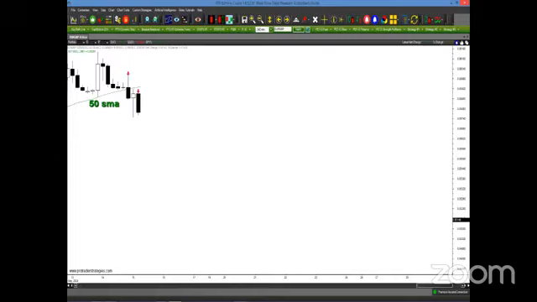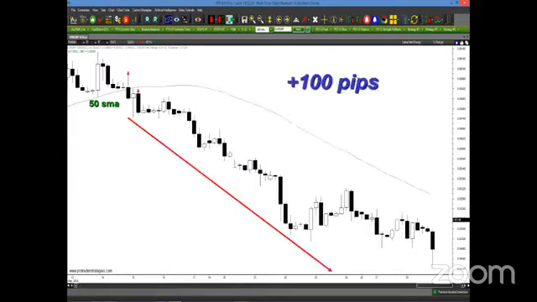So you wouldn't have to listen to anyone in a chat room, because you could have potentially captured over 100 pips in the following days to follow. Okay, see how simple that is? That's roughly $1,000 per unit on a 4-hour chart.